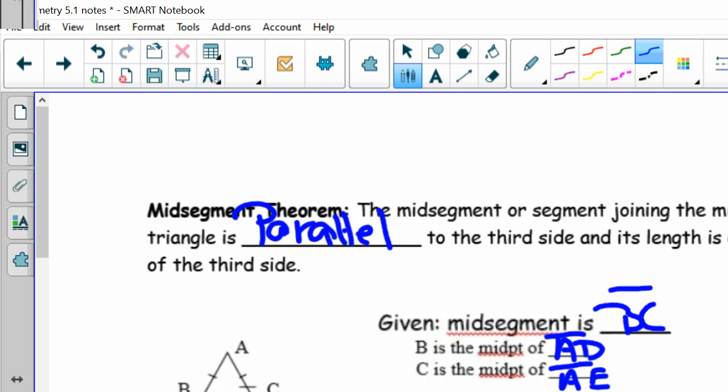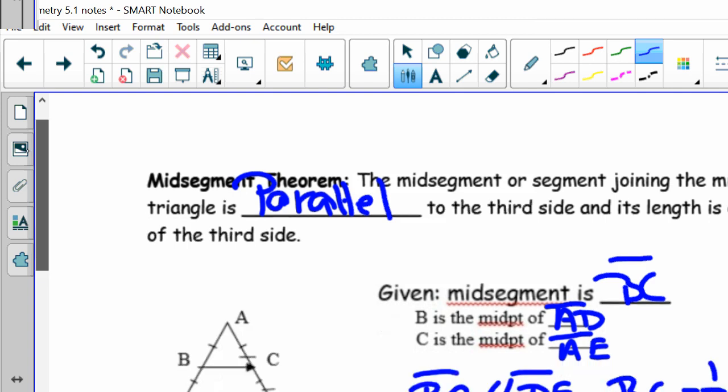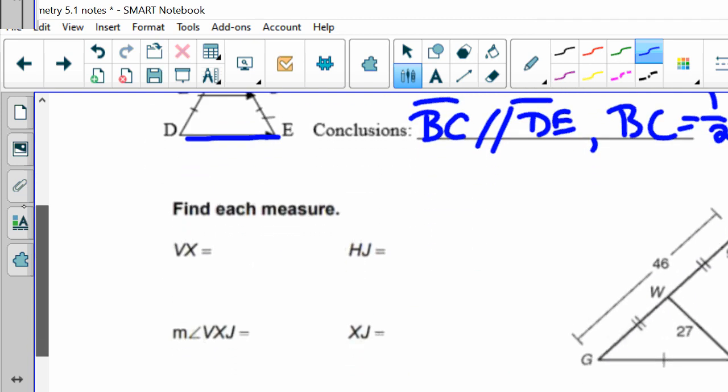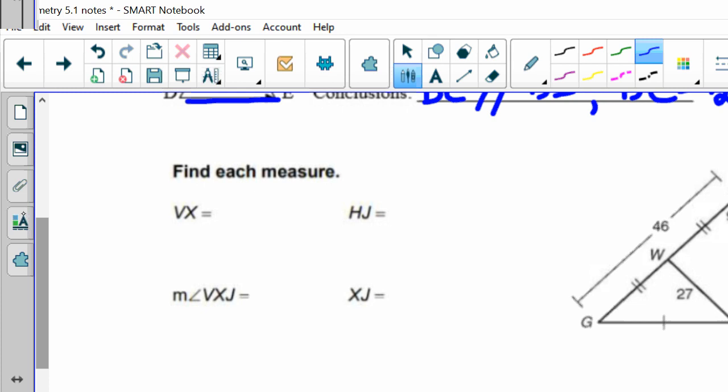And then we could say that BC is equal to half of DE, or DE is equal to 2 times BC. We need to memorize those. Okay? Those are the formulas that we need to memorize because that's what we're going to be using. So now it just says find each measure.